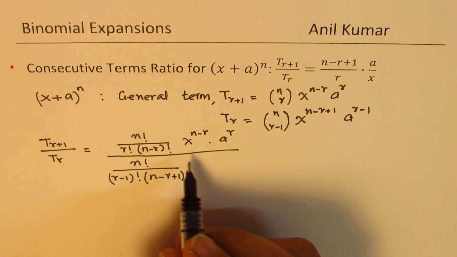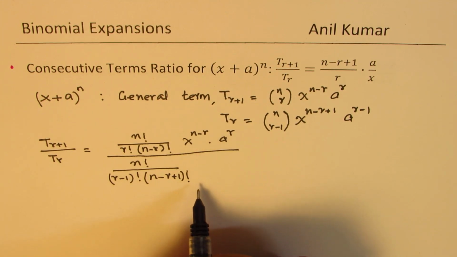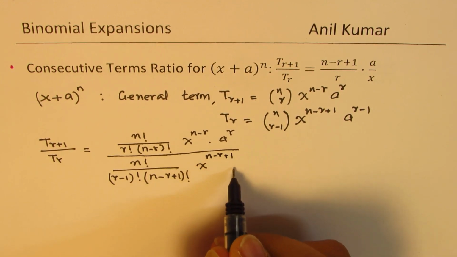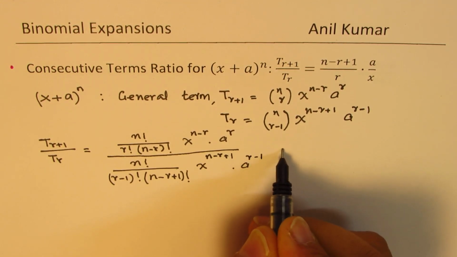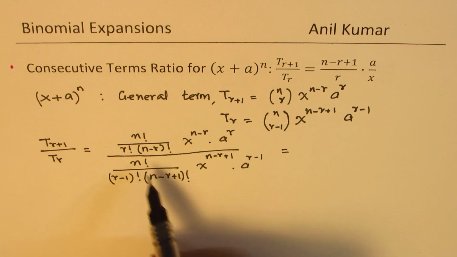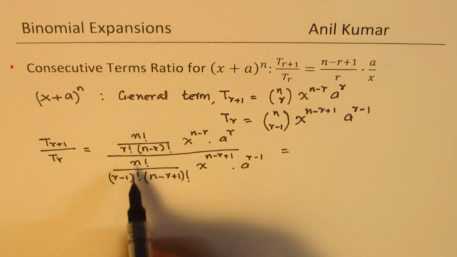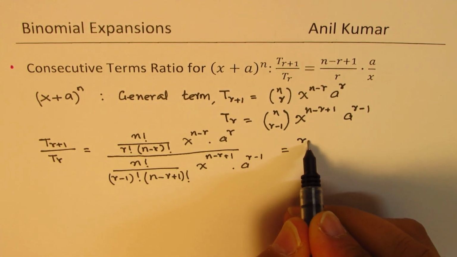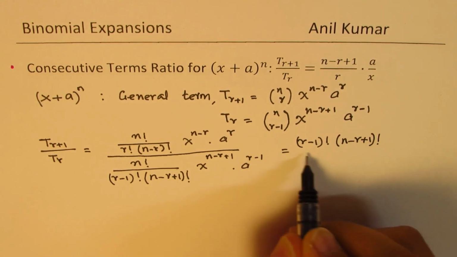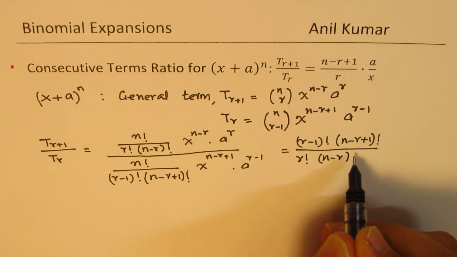This is very important. I've seen students make a mistake here. They write n minus r minus 1 and then they don't get the formula. The other terms we can copy straight from there: x to the power of n minus r plus 1 times a to the power of r minus 1. You can see n factorial and n factorial will cancel. We can write these terms in the numerator, those in the denominator. So what we get here is (r minus 1) factorial times (n minus r plus 1) factorial divided by r factorial times (n minus r) factorial.